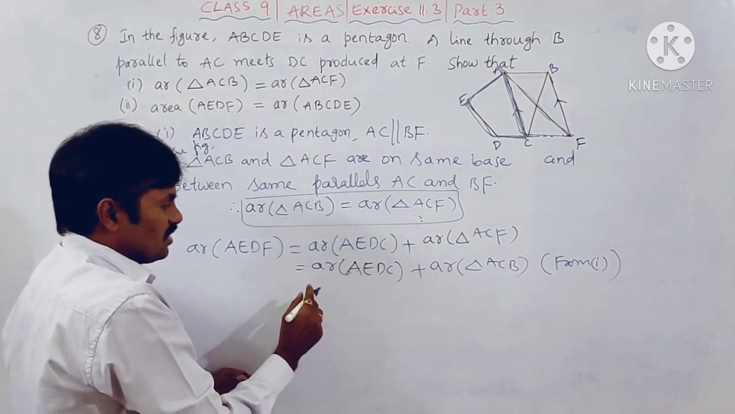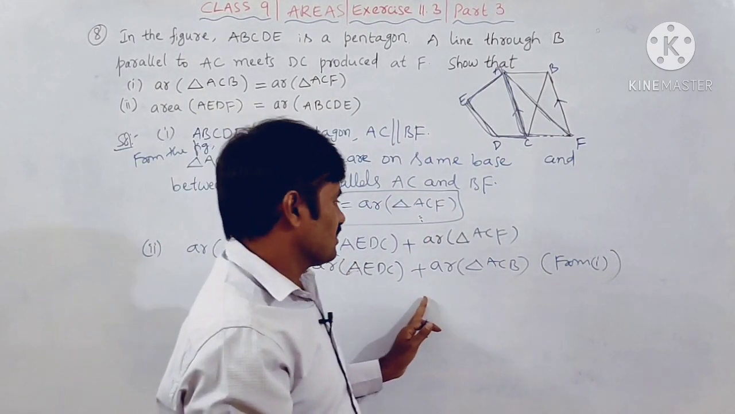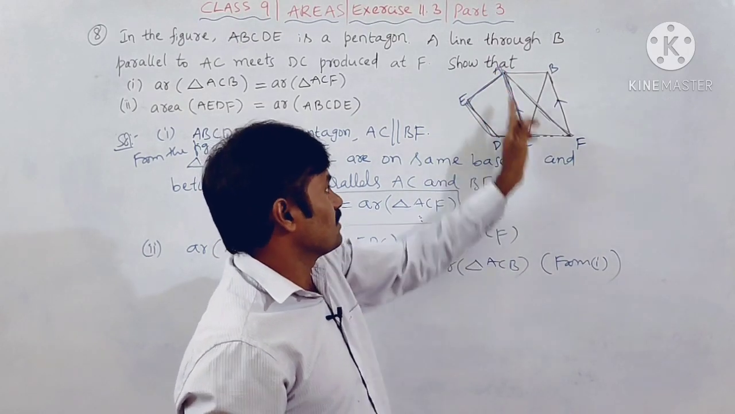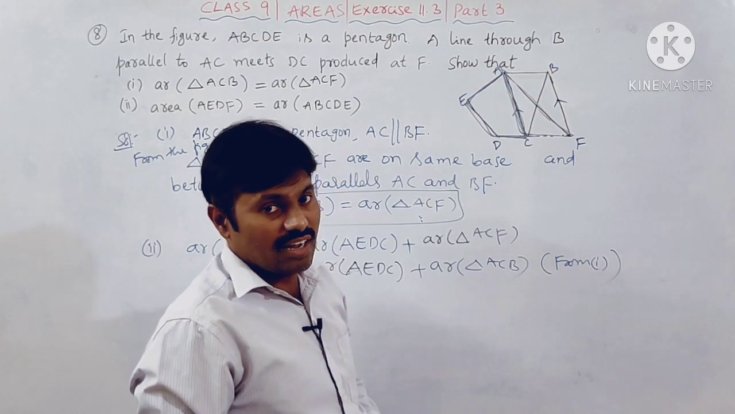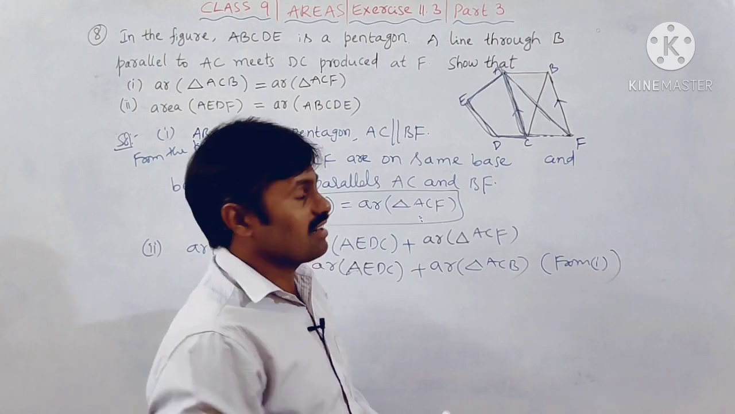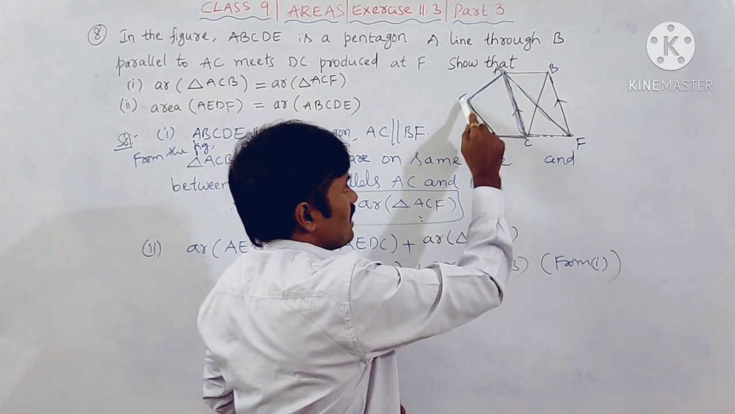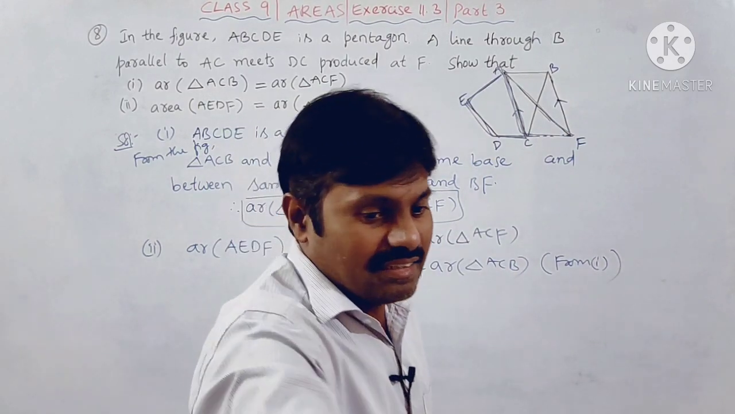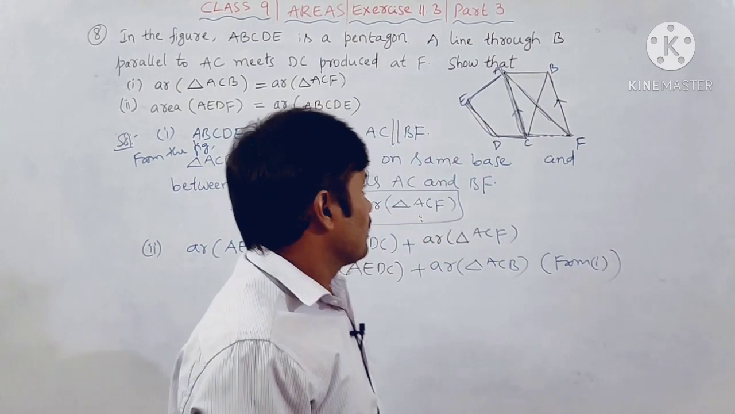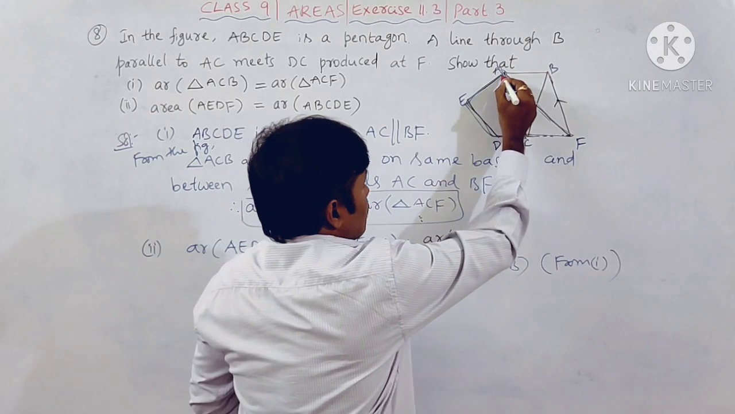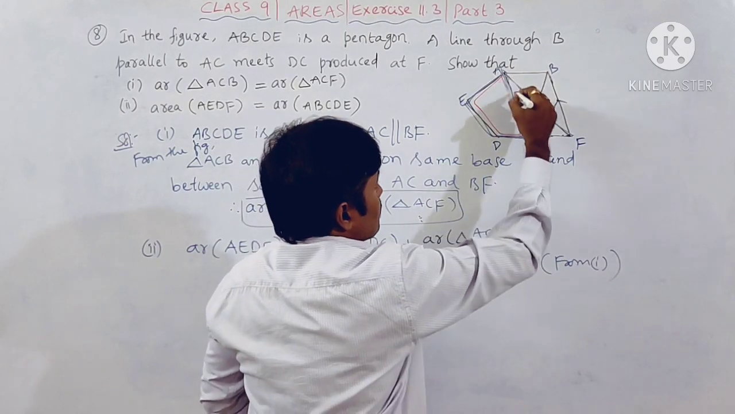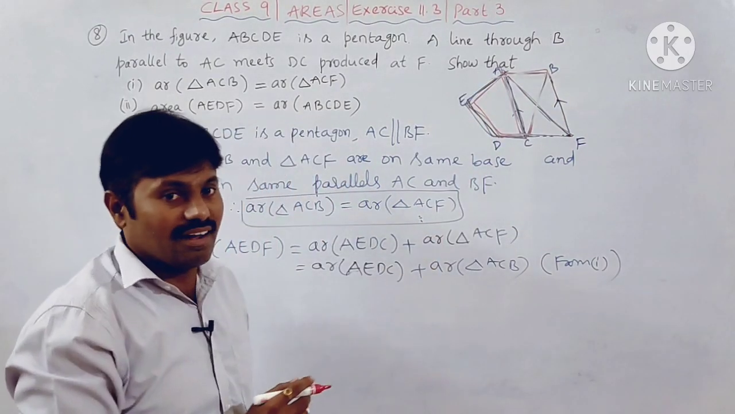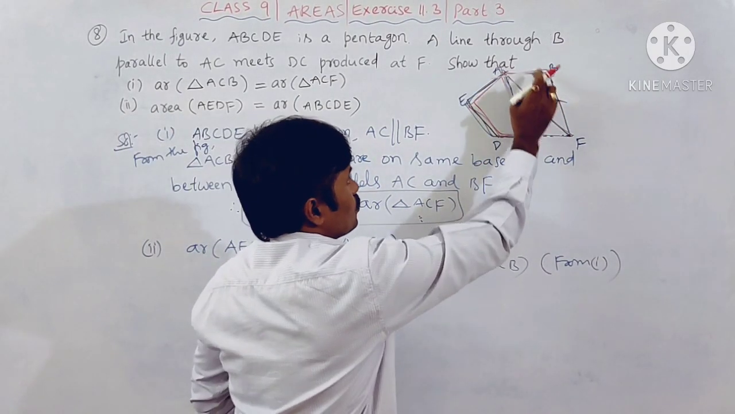Proved above. Now if you observe, my dear, here clearly AEDC plus ACB. If you add the areas of these two regions, AEDC plus ACB, so this full region is a pentagon having 5 sides: 1, 2, 3, 4, 5.